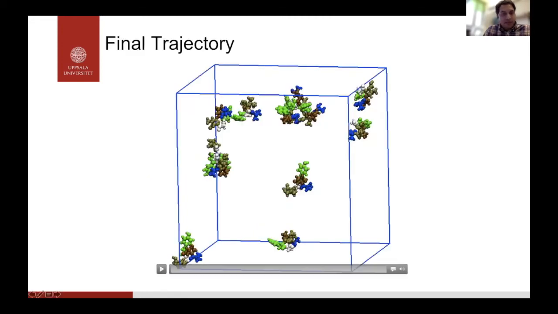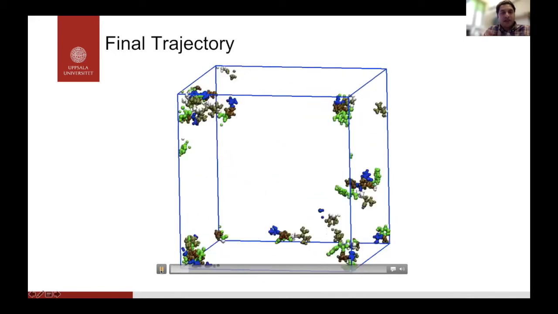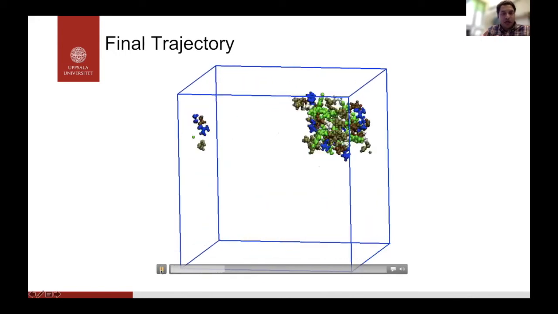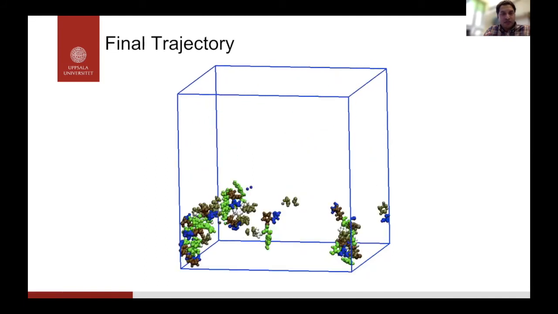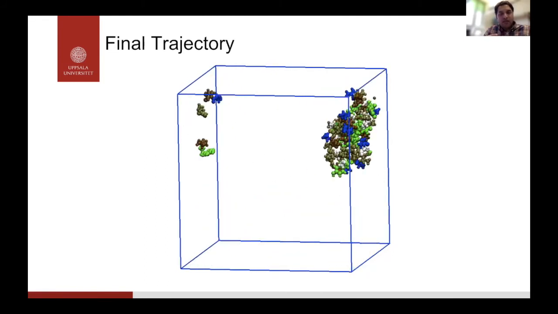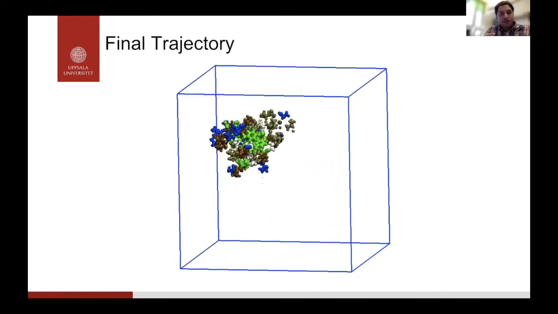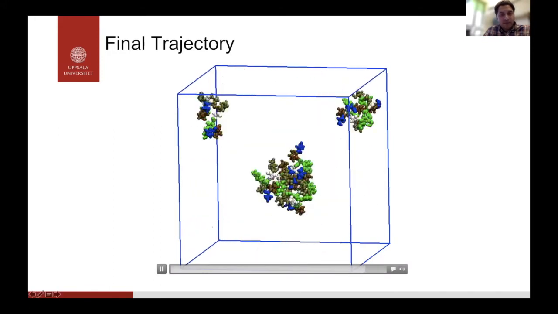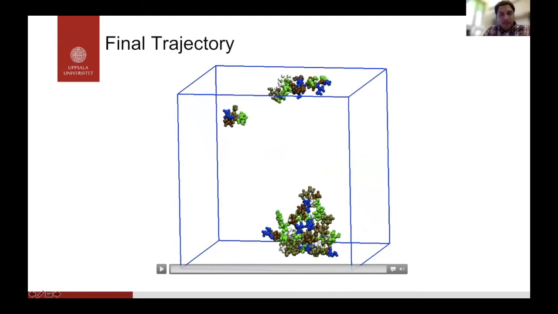So here is my simulation, and you can see that when the simulation is done, after the final production, all the molecules have aggregated into one. Some of the molecules also detached from the main aggregate, the large aggregate, and became free monomers again. And here you can see that this is one aggregate, but it is broken into two by periodic boundary conditions. So this is part of the same aggregate, but it actually goes across the periodic boundary condition.